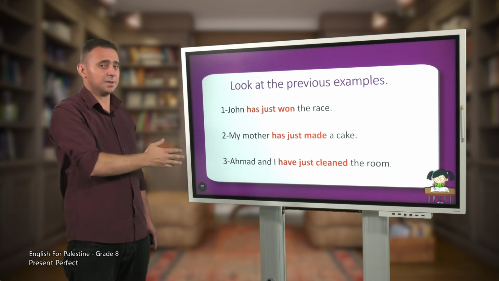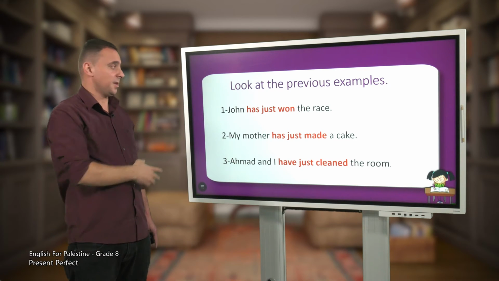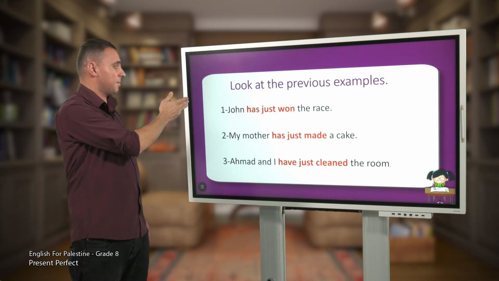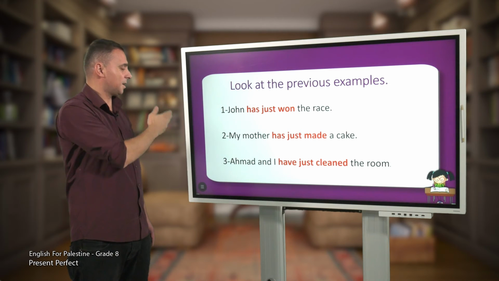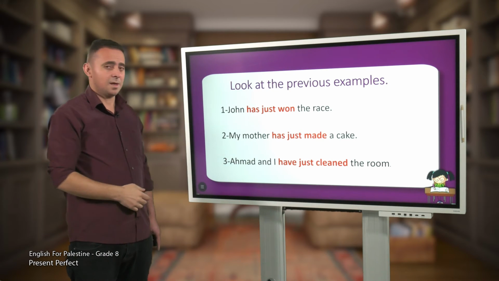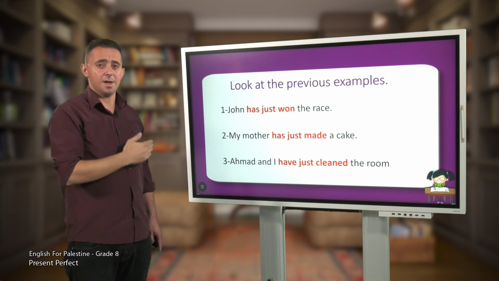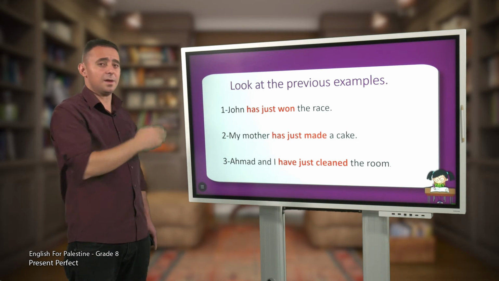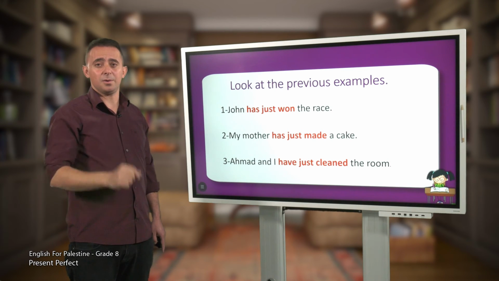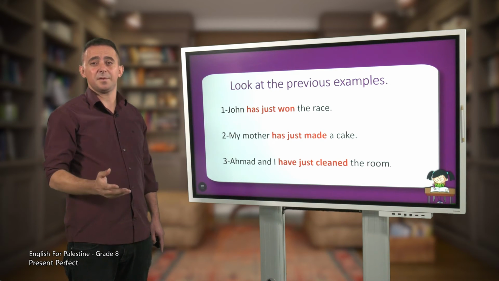Look at the verbs, students, in these three examples. This is the present perfect, and the words in red represent the present perfect. Notice, in the first example we have has just won. In the second example, has just made. In the third example, have just cleaned. And notice the position of just. It comes in the middle between the helping verb has or have and the past participle of the verb, to show that the action happened a short time ago and the result is still there until now. This is what the present perfect means.